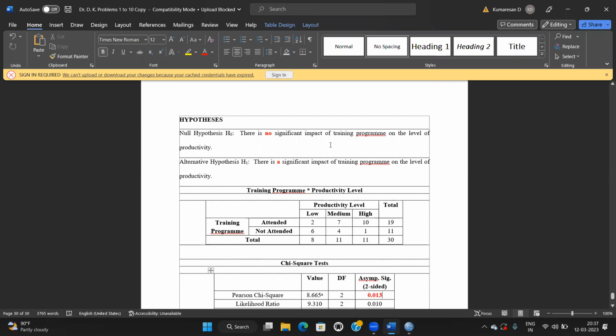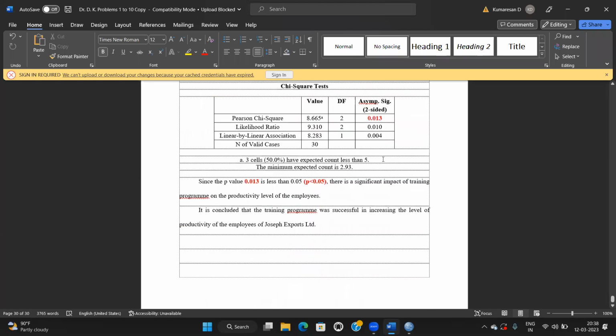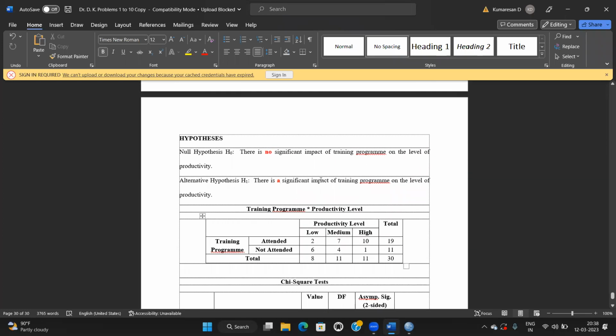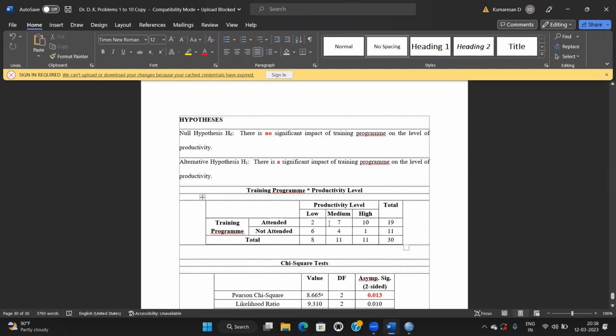If the alternative hypothesis is accepted, it is concluded that there is a significant impact, or the training program is successful in increasing the productivity. That conclusion cannot be made now. Now we can say that there is a significant impact, whether the impact is positive or negative. For that, now we shall look at the first table.